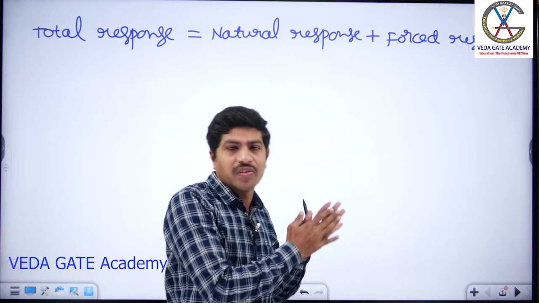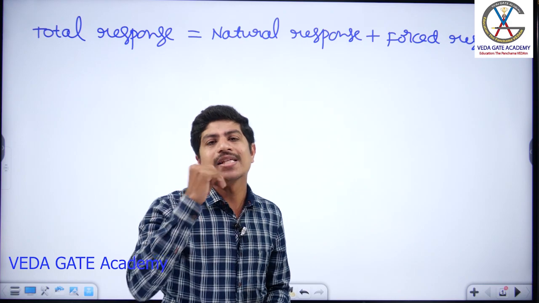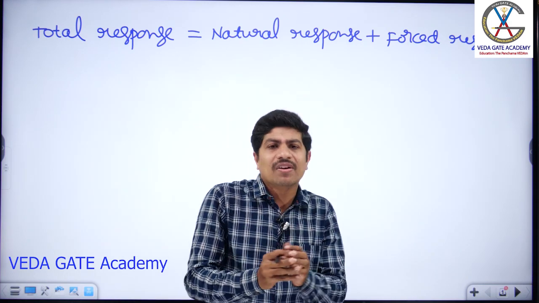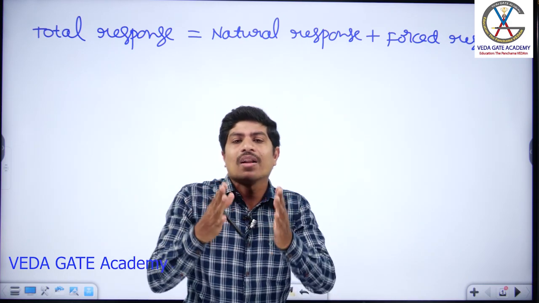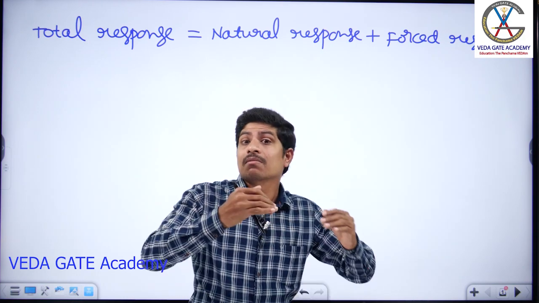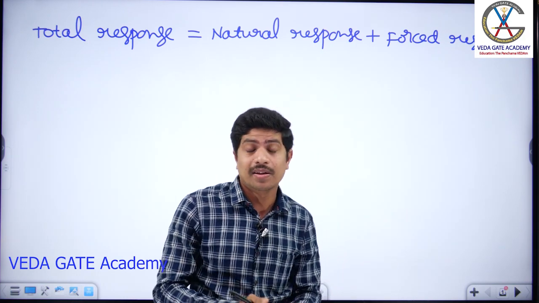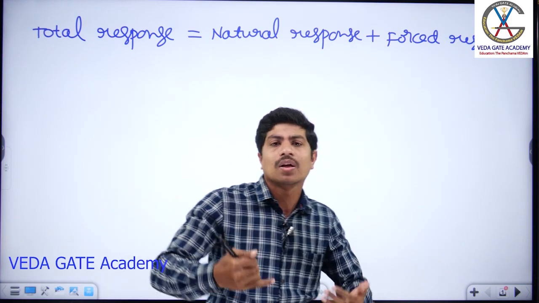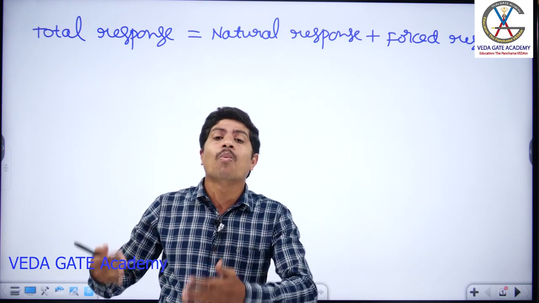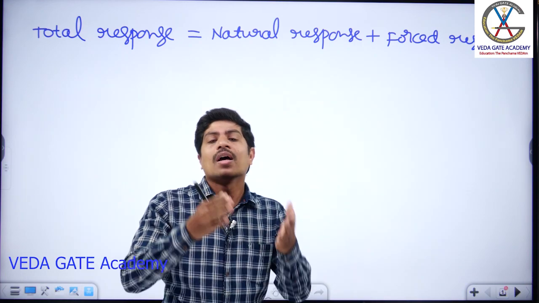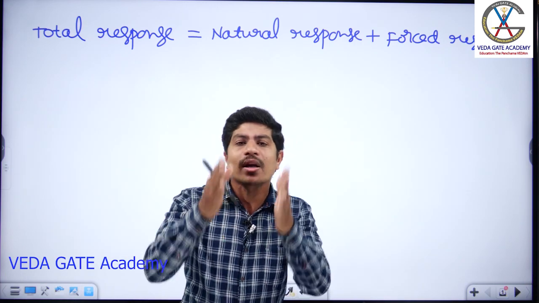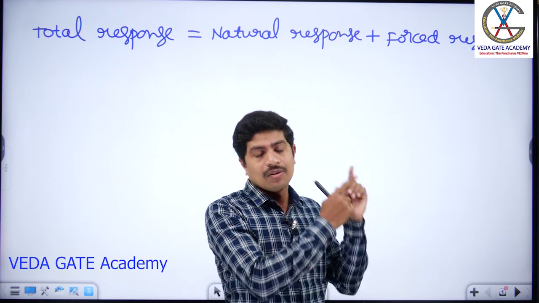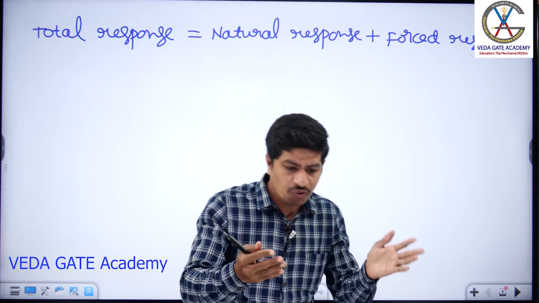For understanding this, I am going to take two examples. The first is a very informal example, just for understanding purposes. The second is a technical example from network analysis. Please follow both, but the second one is more important for us than the first. The first example is taken only for understanding total response, natural response, and forced response.